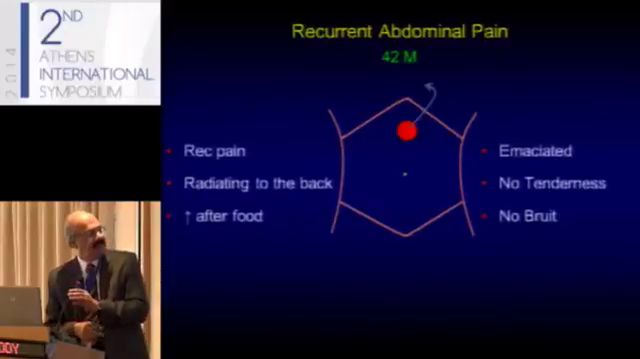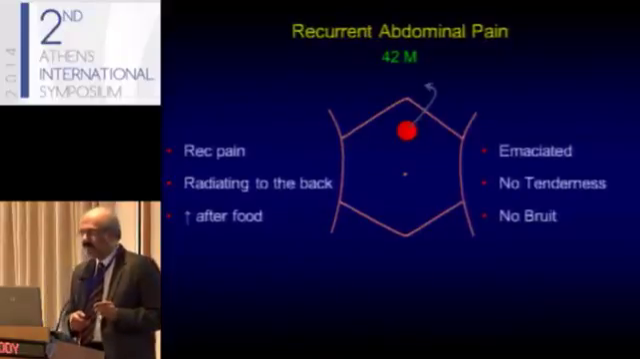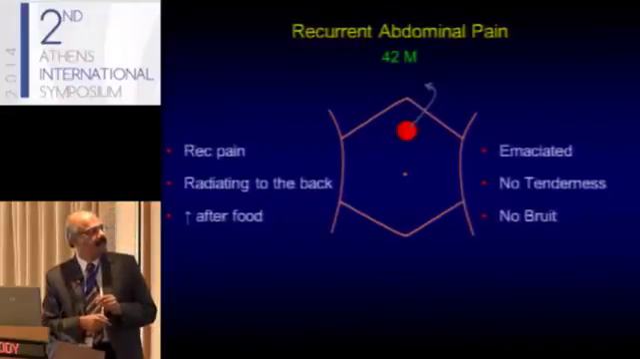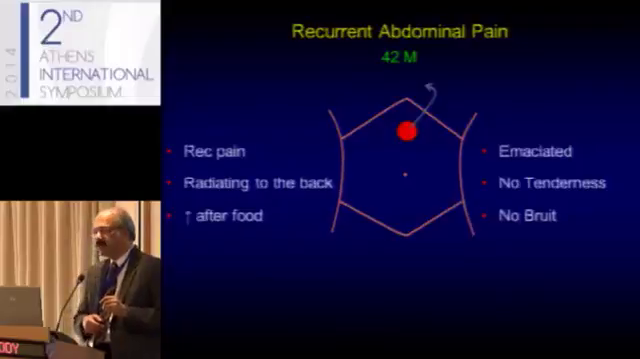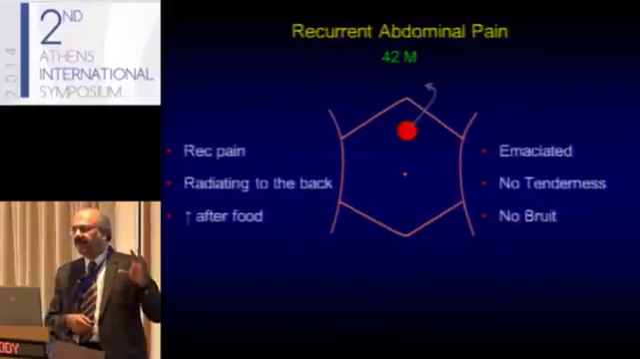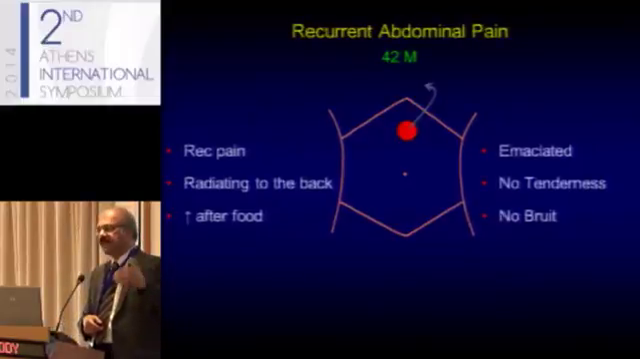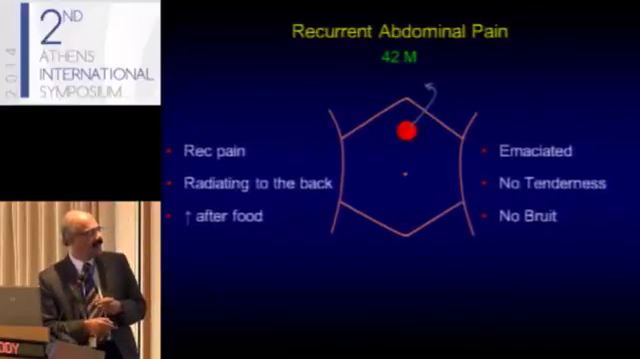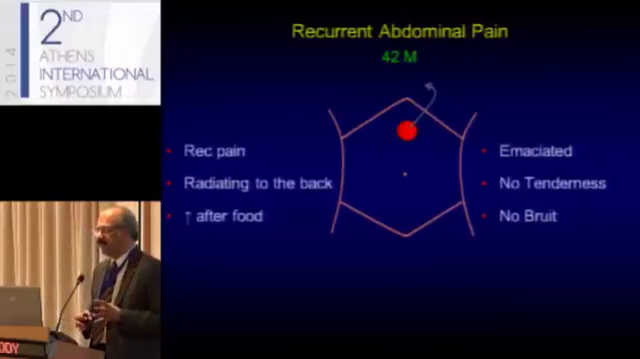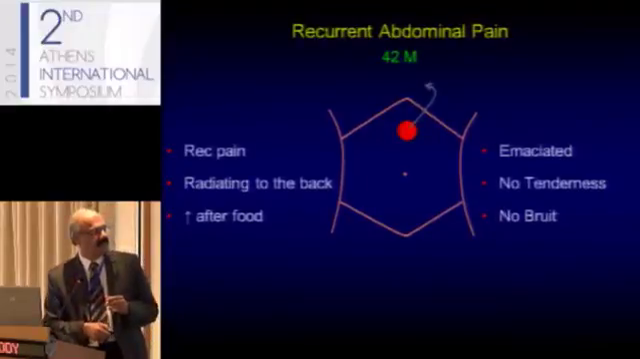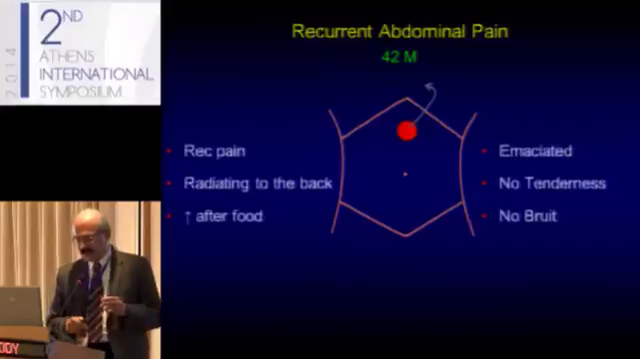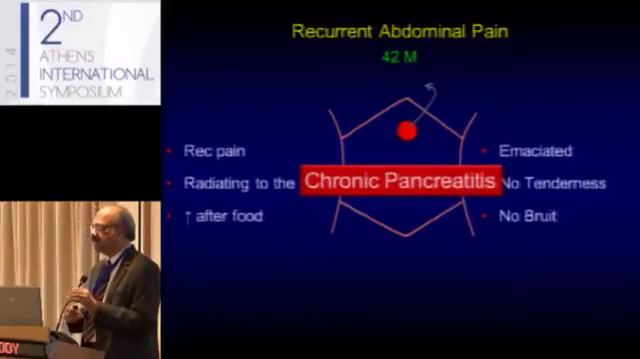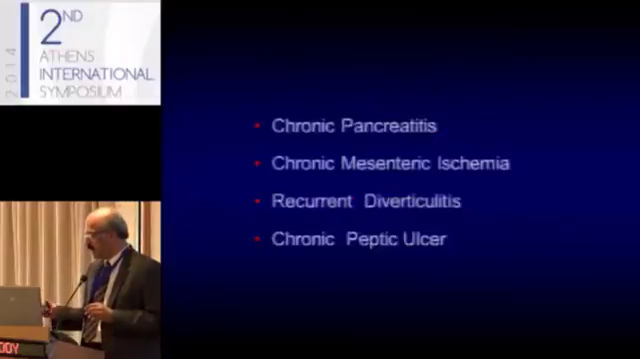Now coming to the second category of patients, these are patients who come with recurrent abdominal pain, acute going to recurrent. This is an example of a 42-year-old male patient who came to us with pain lasting for 1 or 2 days, then disappearing, then coming back again. He used to consume alcohol. The pain was radiating to the back, increasing after food. Of course, he was emaciated. There was no tenderness, no bruit, and the diagnosis is quite obvious in this patient: you're dealing with chronic pancreatitis. So this was a recurrent pain that he was coming with.